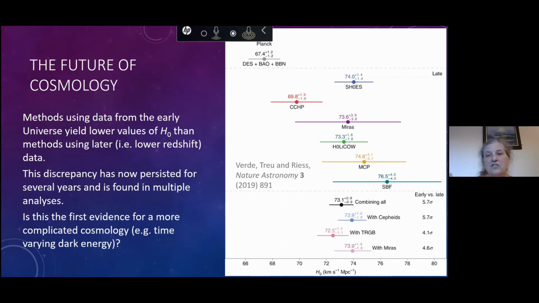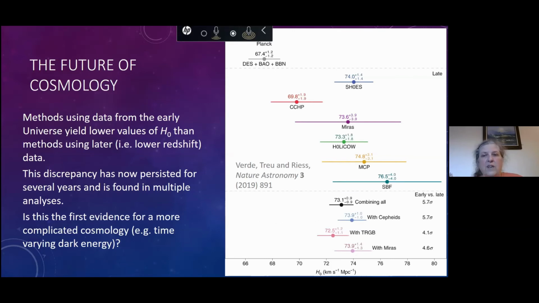And this discrepancy, when it first surfaced, it was just assumed that one of the methods being used must have a systematic error that was causing it to produce a high value or a low value. But it's now persisted for several years, and it's found in multiple different analyses, and it's getting harder and harder to dismiss it as just due to measuring error.